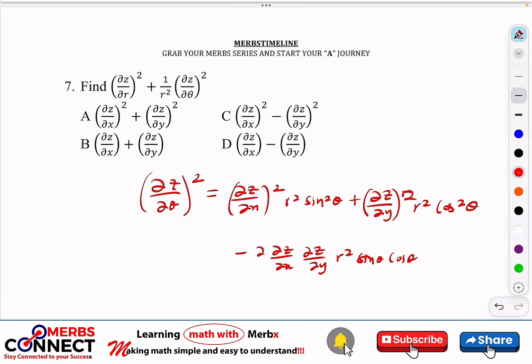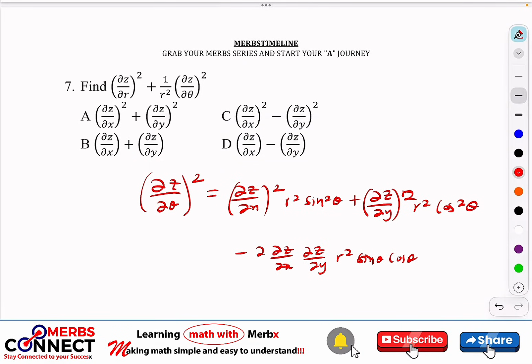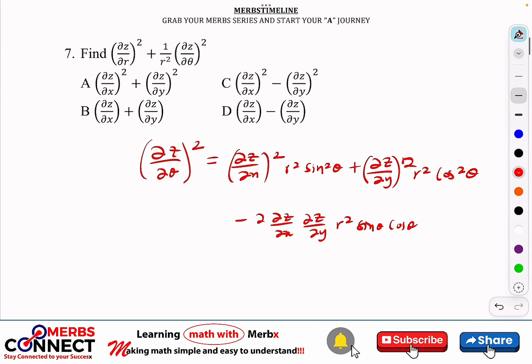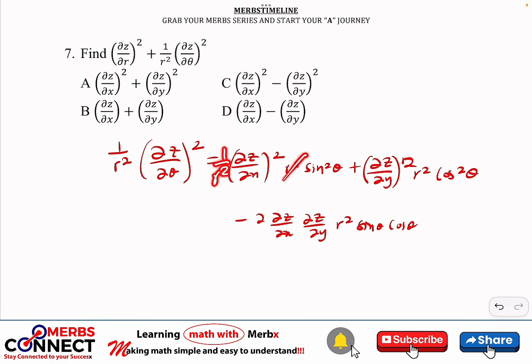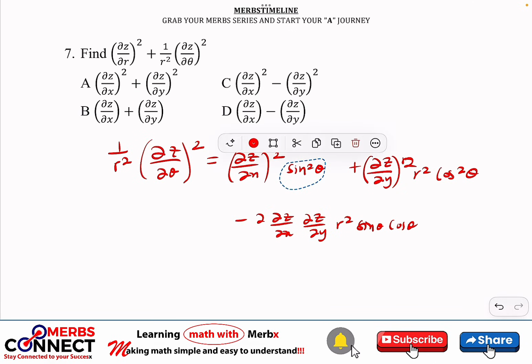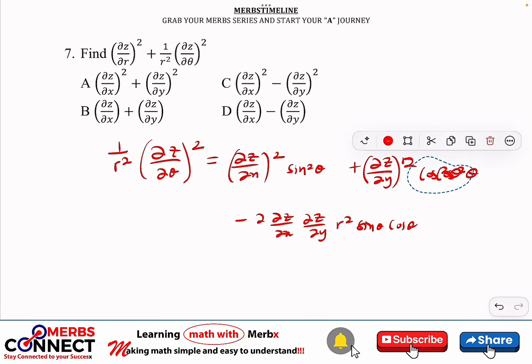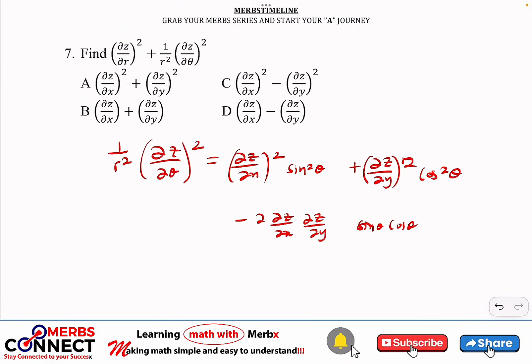So now I'm going to multiply this by 1 over r squared. And when I do that, look at what is going to happen here. I'm going to multiply this one by 1 over r squared. Now, when I multiply this one by 1 over r squared, it will cancel this r. So this r will just go away, right? Great. This r squared too will go away because it's multiplied by r squared. And then I have another r squared here, which is also going to go away. So this is what I'm going to have.